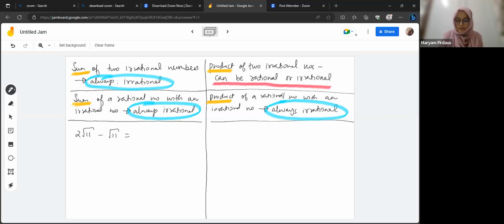Okay, Zen, tell me one thing. What is 2x minus x? Minus 2x. 2x minus, okay, what is x? X can be written as 1x, right? Yes or no? Yes. Now, can you tell me what is 2x minus 1x?